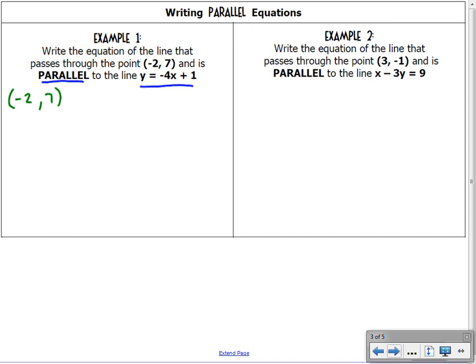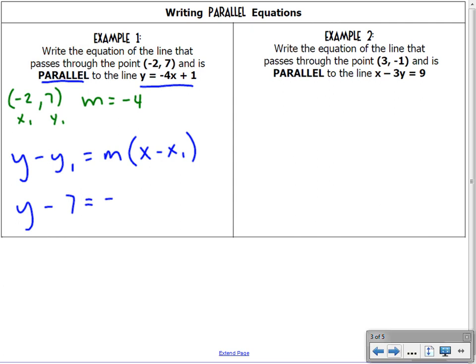So if that line has a slope of -4, the line I'm writing an equation for needs to have that same slope. So it really boils down to we need to write an equation that goes through this point, x1, y1, with a slope of -4. Well, that's what our point slope form is for. We can do y minus y1 equals m times x minus x1. So let's do it. We've got y minus 7 equal to -4 times x minus a -2. So let's change this to an x plus 2, since we have a minus a negative here.